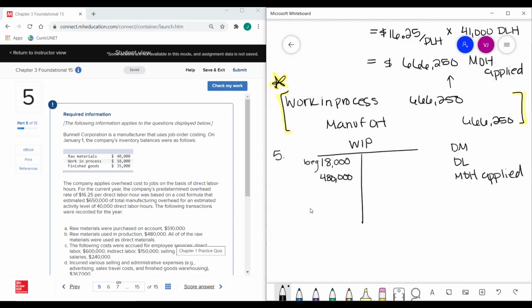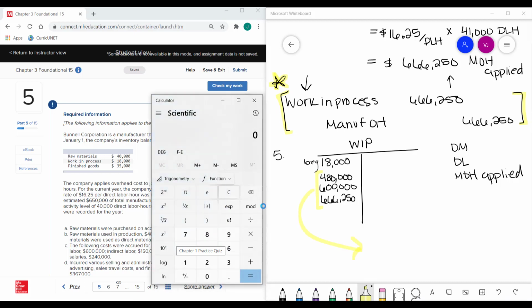Okay, so we can copy that debit over. And just lastly here, we added the $666,250 of overhead applied to the account, right? So they're asking us how much total was added to this account for the year. So we just need to add these 3 together, right? We're just going to take $480,000 plus $600,000 plus $660,250.